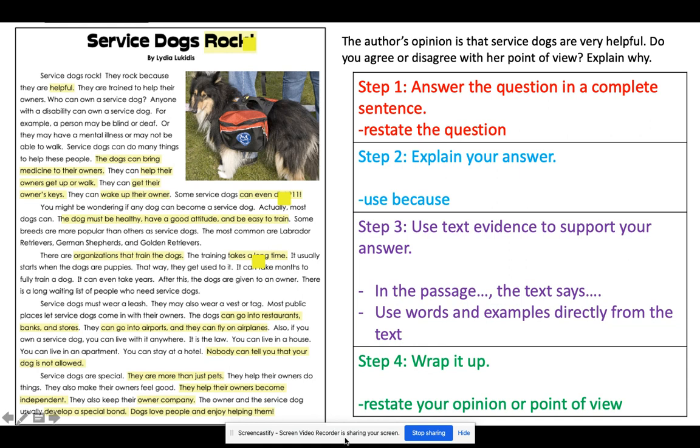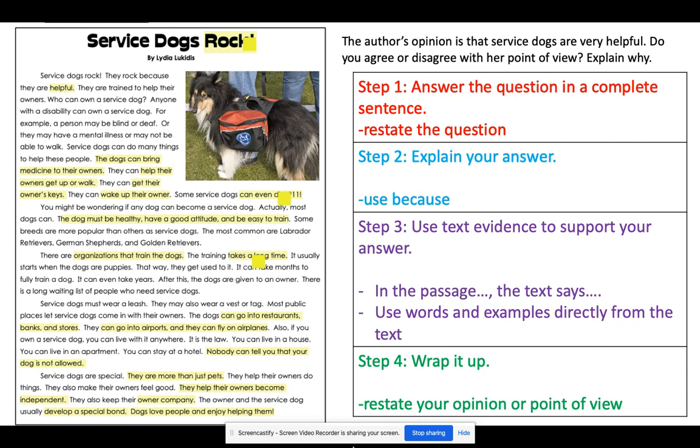And I have all of my highlights here with the information that I highlighted to pick out the author's point of view about why dogs rock. Okay. And then up top here, I have a question that says the author's opinion is that service dogs are very helpful. Do you agree or disagree with her point of view and explain why?